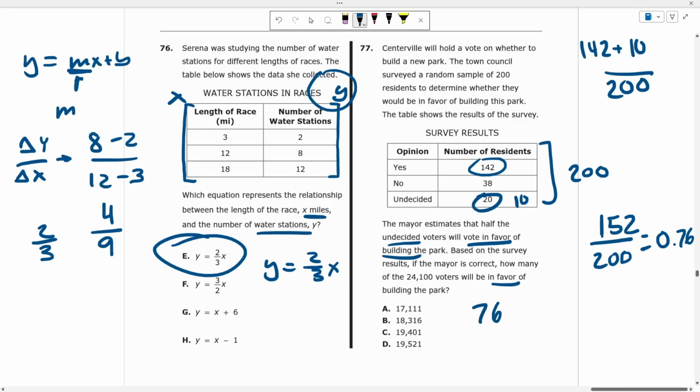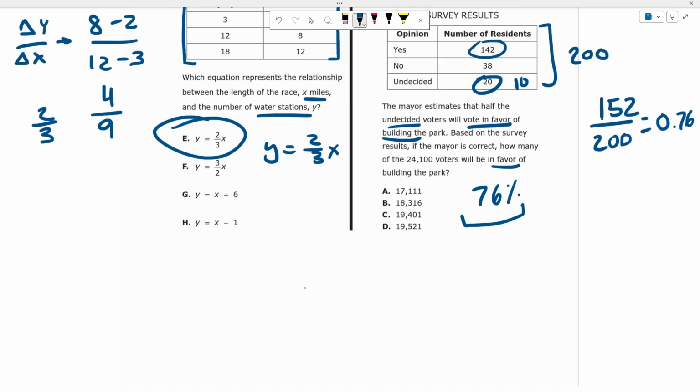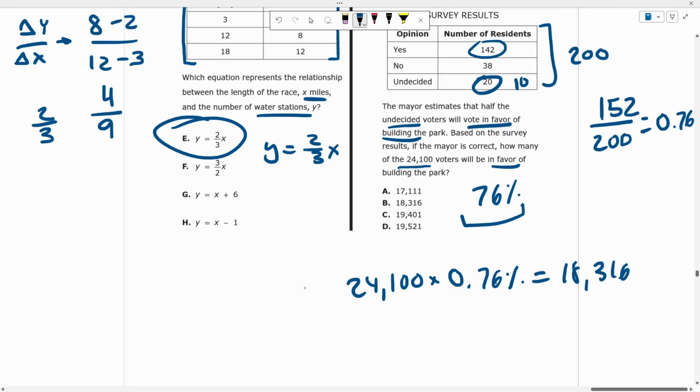That means that based on this poll, 76% of the entire population. Remember, you take your sample, you find your percentages, and you apply that percentage to your entire population. In this case, we found our percentage was 76, so 76% of the entire population will vote yes. If my entire population is 24,100, just multiply 24,100 by 0.76, and you're going to get choice B, which is 18,316. So that's how sampling works. That's how you apply it here.